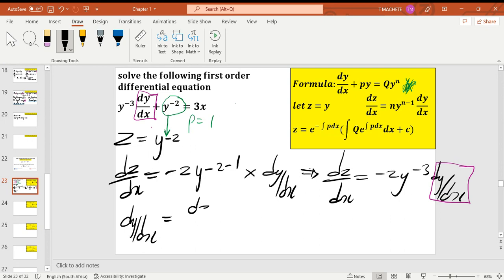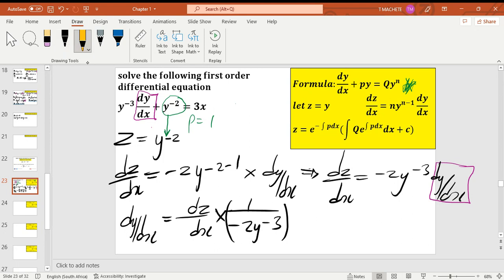So you're going to get dz over dx. If you divide everywhere by minus 2y to the power minus 3, you're going to get 1 over minus 2y to the power minus 3. So that's how you derive it. You make dy over dx the subject of the formula. You need to get rid of that minus 2y to the power minus 3, and that's what you did. So that dy over dx that we found here, we're going to have to substitute back into the original formula. Then let's do that.